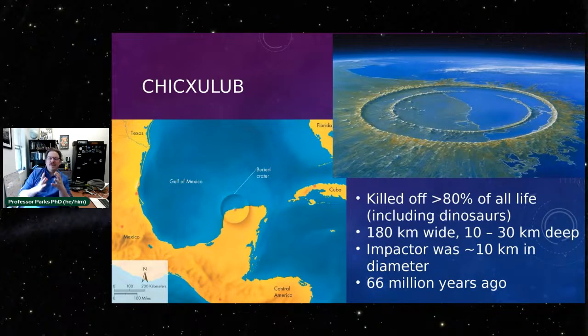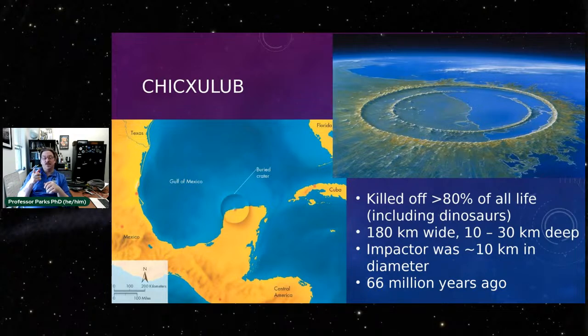The impactor, we believe, was about 10 kilometers in size or so, and this was anywhere between 65 to 68 million years ago. This is what caused the last mass extinction, or the fifth mass extinction, which used to be known as the KT event. It's now known as something else, because they've changed the names of the eras. But essentially, this is what killed off the dinosaurs.